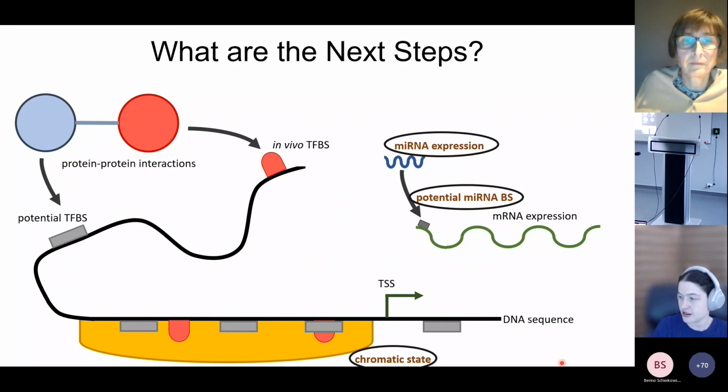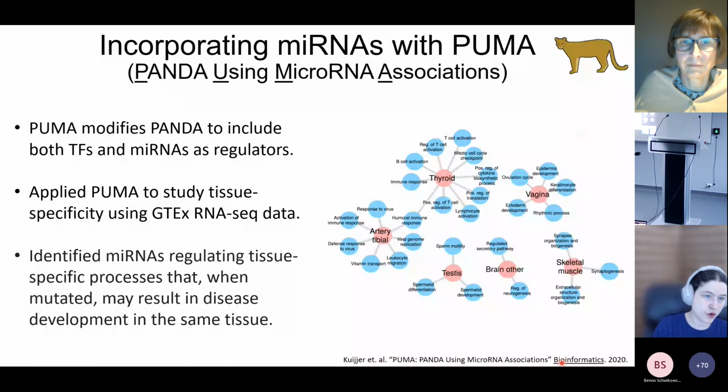So, incorporating microRNAs into PANDA using PUMA. PUMA stands for PANDA Using MicroRNA Association, so it's a nice, easy acronym. Essentially what PUMA does is it incorporates both transcription factors and microRNAs as potential regulators of downstream target genes. If you think about that middle bipartite network between regulators and genes, basically you have both TF regulators and microRNAs. And it modifies some of the message passing equation to better model the mechanisms by which microRNAs work together or don't work together, and same thing with transcription factors.